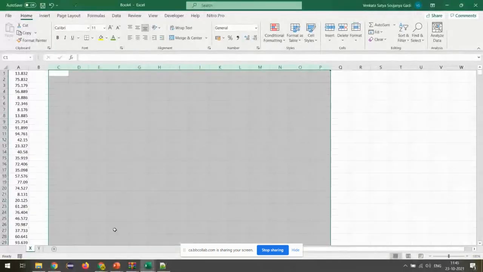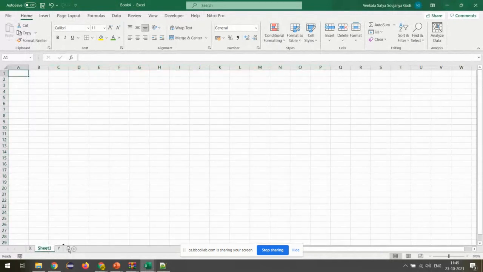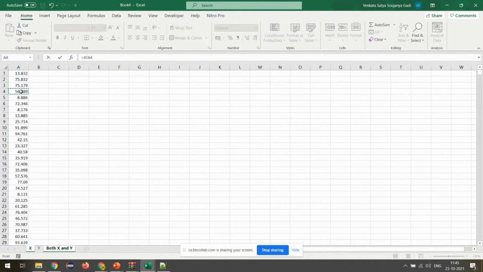Okay. Before going that, I want to plot these two and I want to see how it looks, right? So let me take the whole data. X here, this is X.